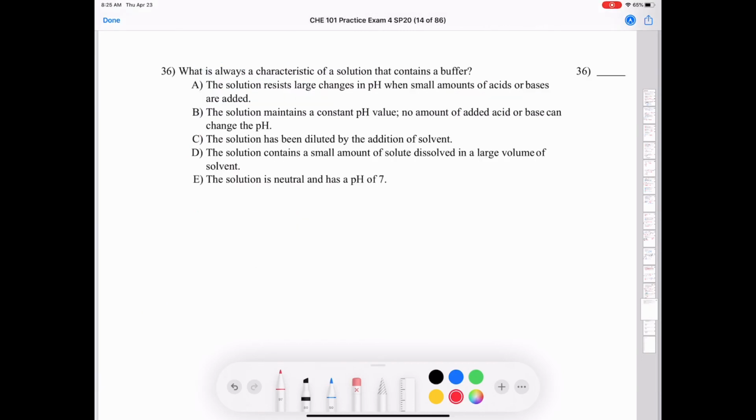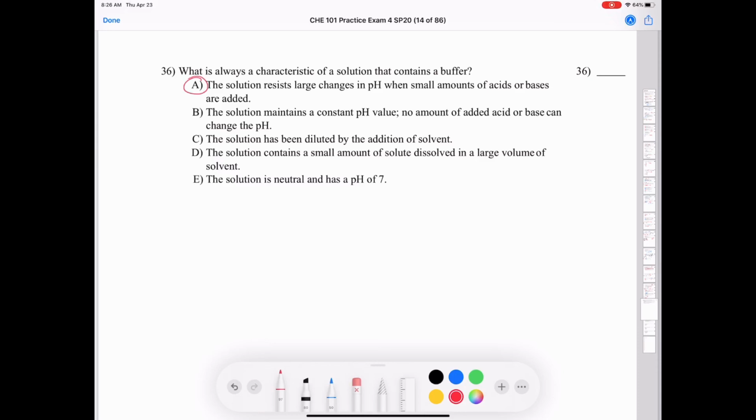Question 36. What is always a characteristic of a solution that contains a buffer? In A, it says the solution resists large changes in pH when small amounts of acids or bases are added. That is the definition of what a buffer is. So this is characteristic of a buffer solution.